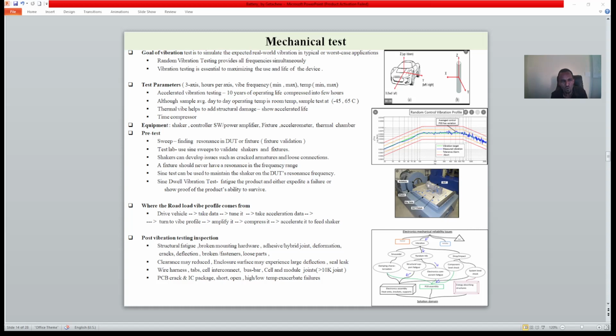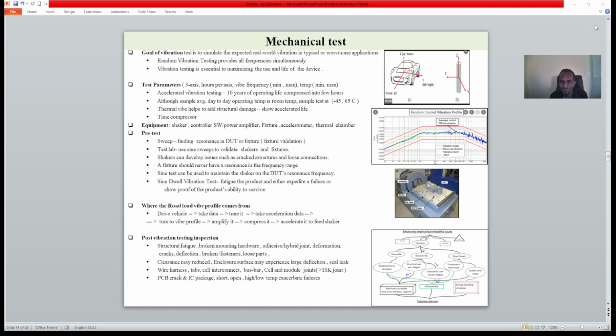The goal of mechanical vibration is to make sure that the design is mechanically tolerant to the real world. So, typically what they do is just simulate what the vehicle experiences in the real world. And how do we test it?